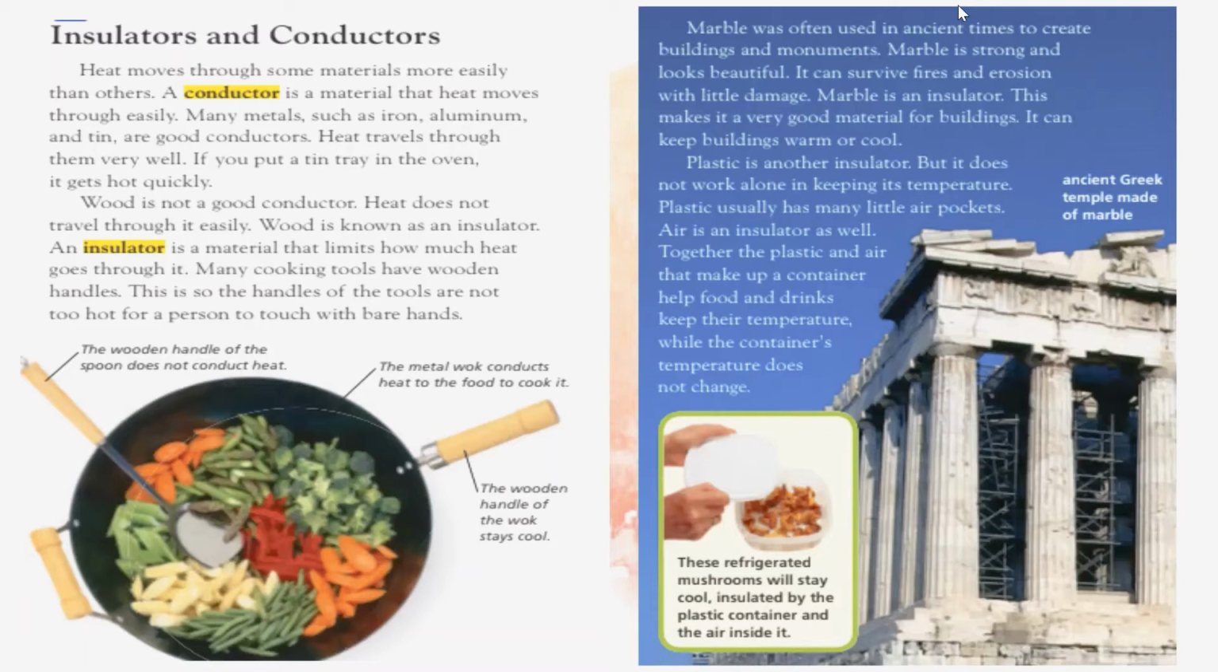Marble is an insulator, or a poor conductor, same thing. This makes it a very good material for buildings. It can keep buildings warm and cool. It can also keep them from catching on fire.